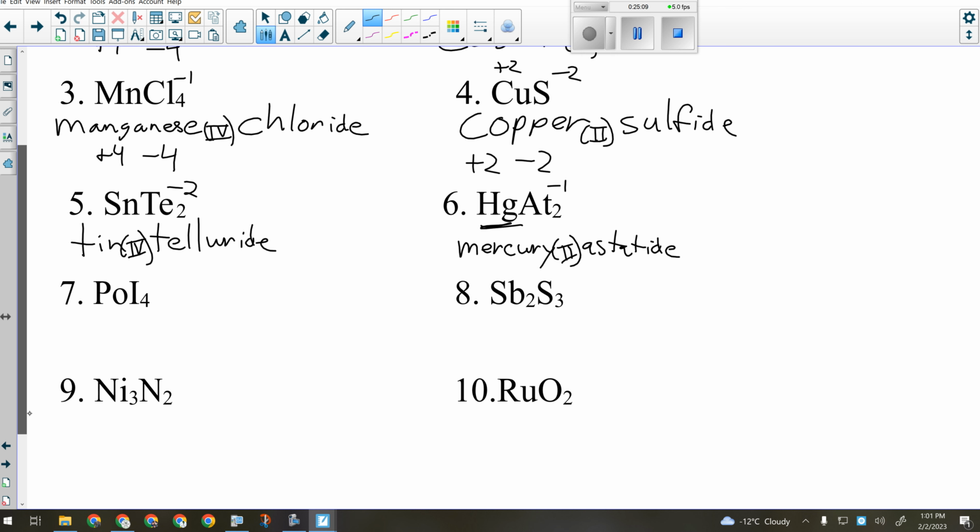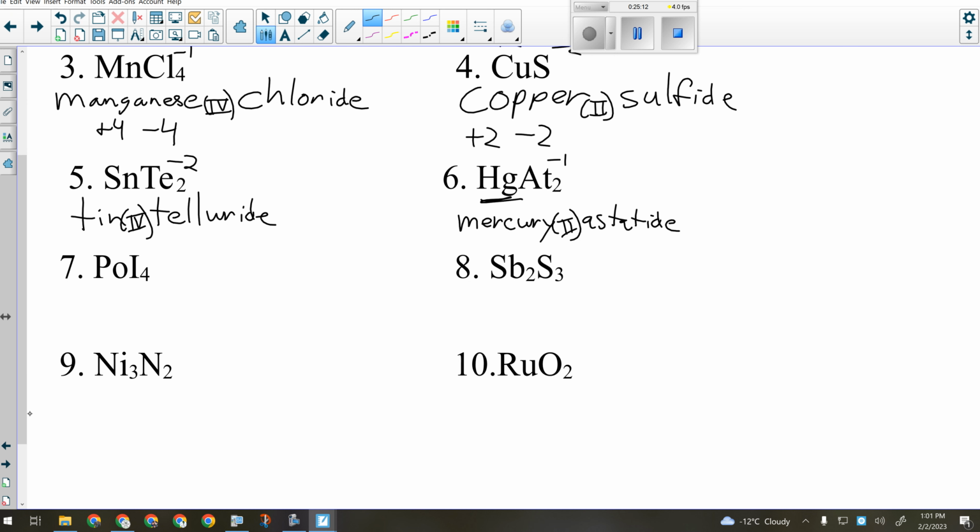Okay, so for number 7, we've got Po, which is polonium, and we've got iodine, so polonium iodide. And polonium can be 2 or 4. Looking at this one, I'd say it's probably a 4, simply because iodine's a -1, and that would give me 4 negative charges, so I've got to get 4 charges out of that 1 polonium, so IV.